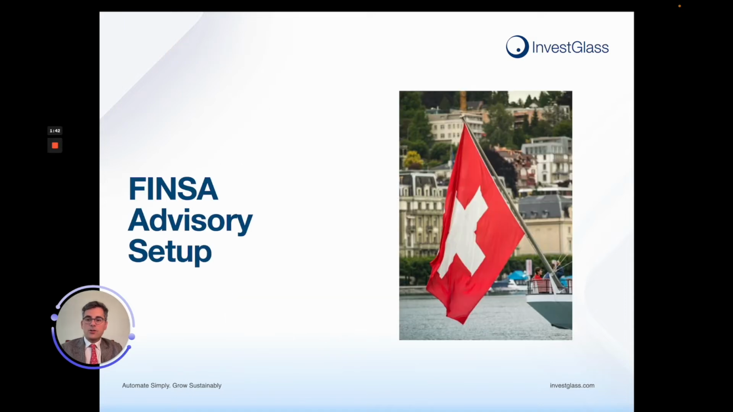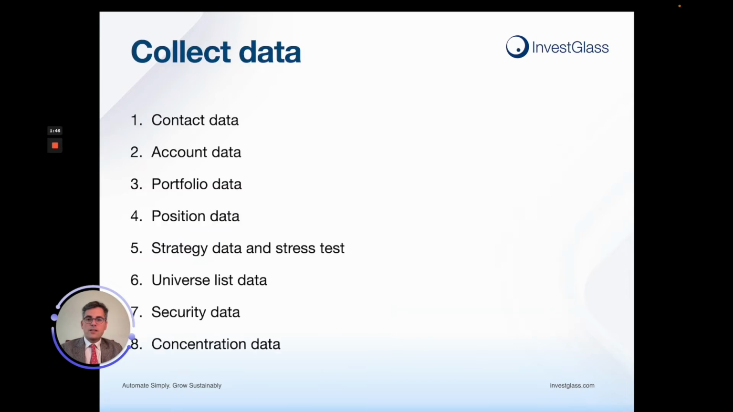Now, let's talk about FINSA and MiFID setup. First, when you use InvestGlass, you have to make sure that the data that you collect is the right data for this screening. You need contact data, account data, and portfolio data. Contact data, usually it's the main investor, the prime FINSA contact. Account data will be usually where you'll find the type of mandate. Portfolio data is the actual positions and the detail of the portfolio.